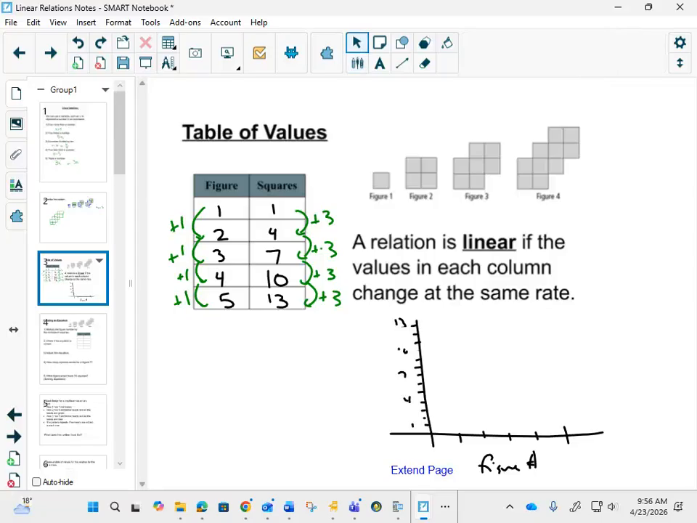And if I draw a graph, I've got my scale nice. Look, if I draw these points, 1 was 1, 2 was 4, 3 was 7, 4 was 10, 5 was 13. Look at that. How it makes a perfect straight line when I connect the dots. This is called a linear relation.